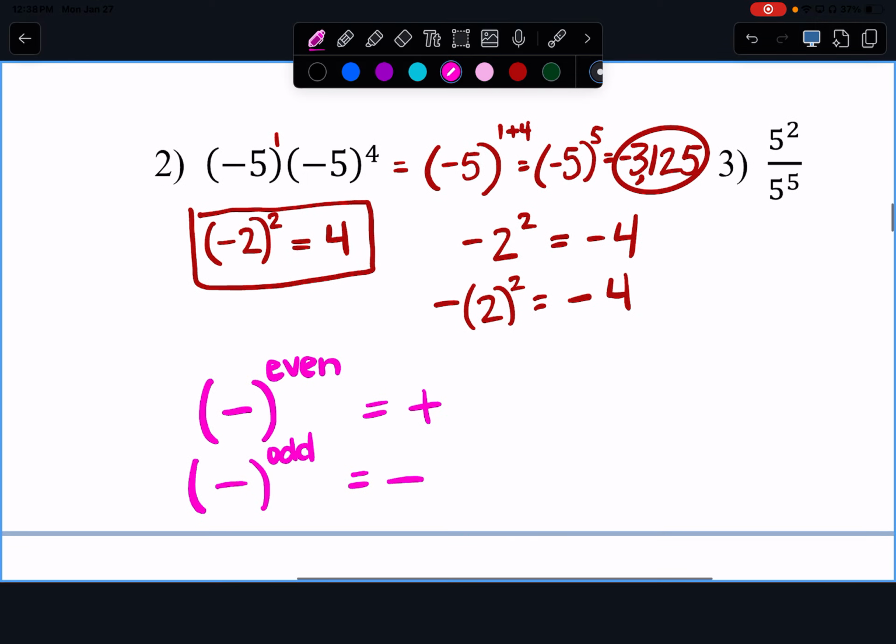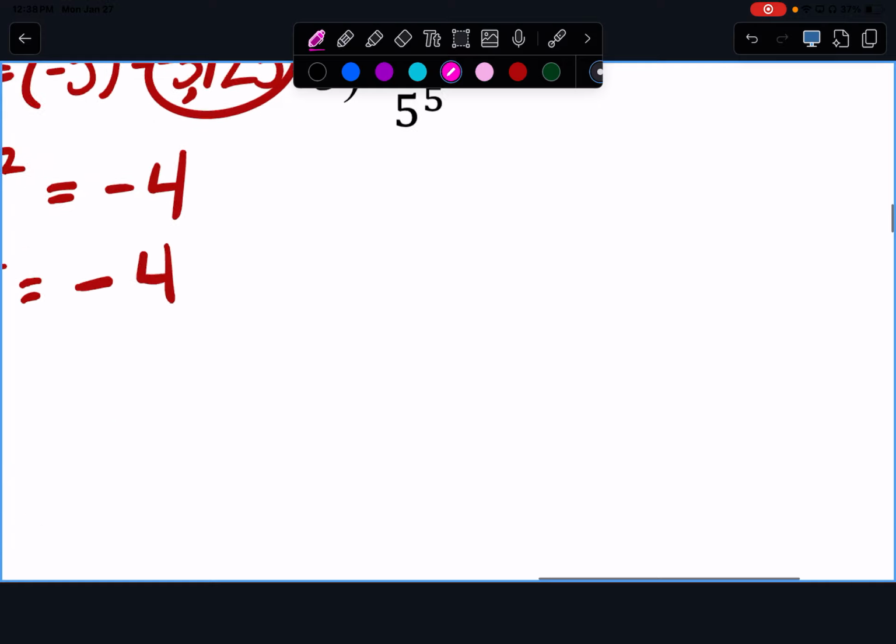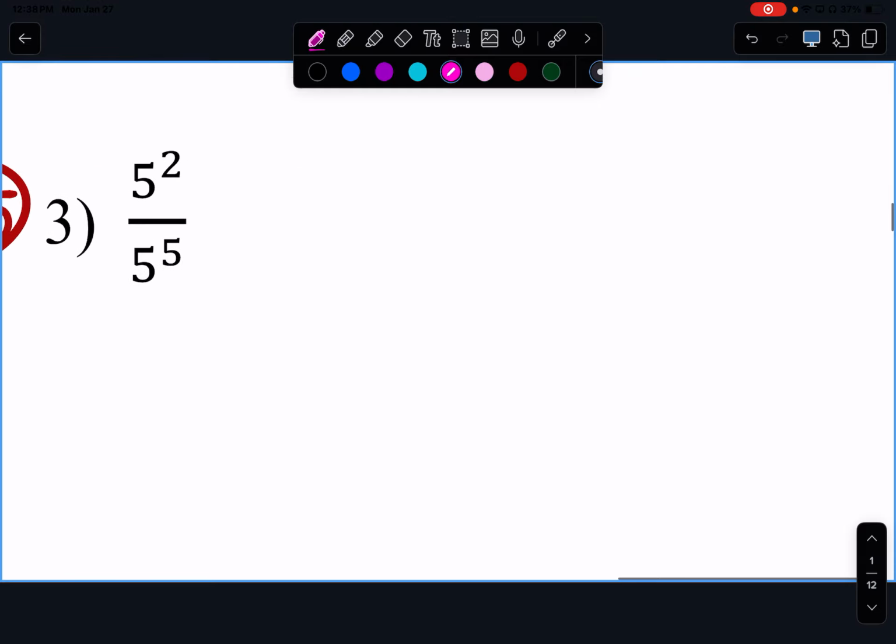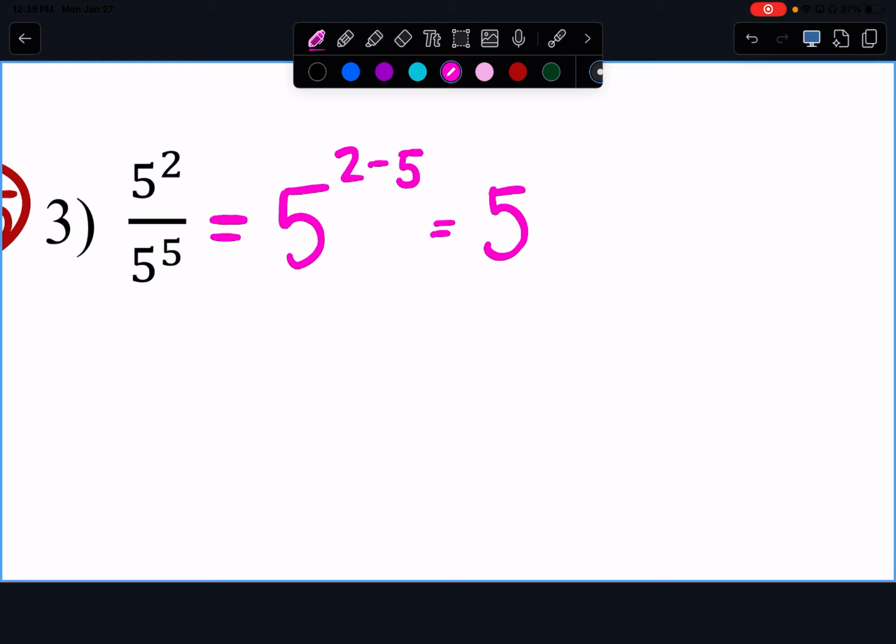All right, now we are going to look at number 3. So for number 3, what do I need to do with the exponents? Add, subtract, multiply? Subtract. So we'll do 2 minus 5. What is 2 minus 5? Not just 3, but negative 3. Because the big thing we have to make sure we do is we take the power of the top and then subtract the power of the bottom.